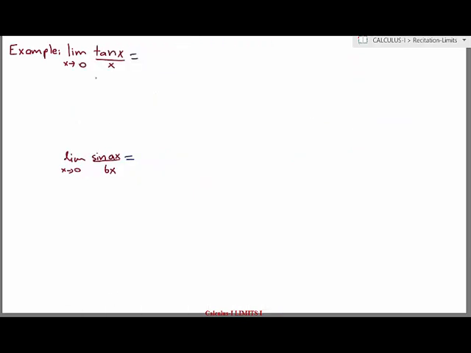We use exactly the same idea in this problem. When x tends to 0, instead of tangent x, I write sine x over cosine x times 1 over x. I want to rewrite the expression as sine x over x times 1 over cosine x. We know that when x tends to 0, sine x over x is 1. And when x tends to 0, again, 1 over cosine 0 is 1. So the answer is 1.